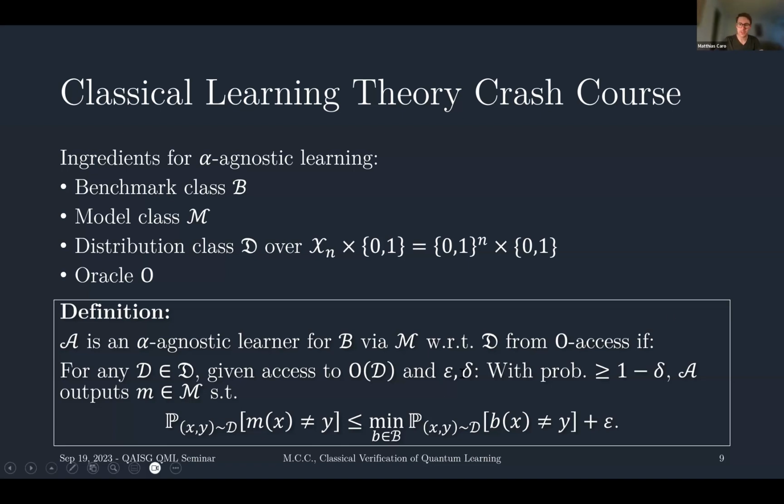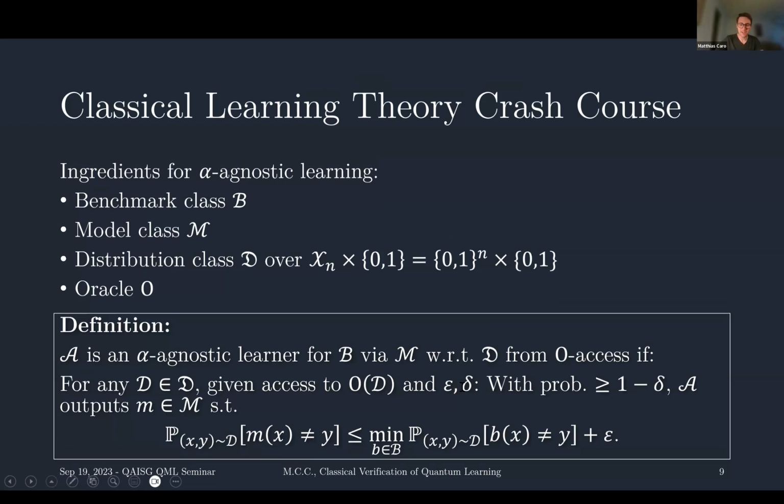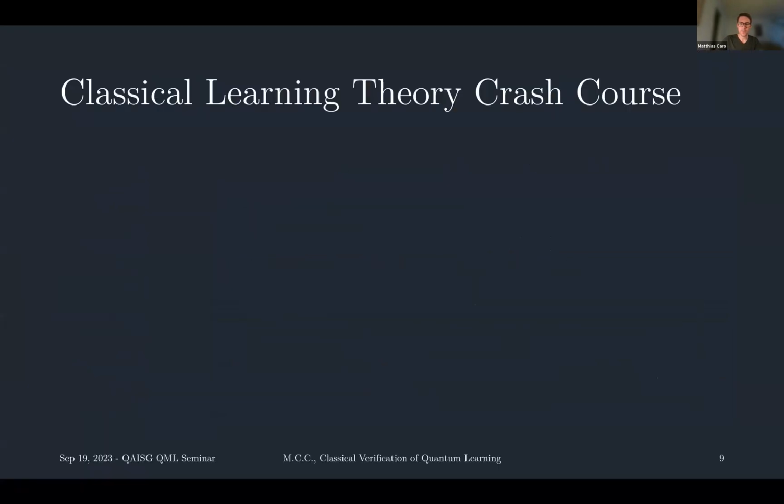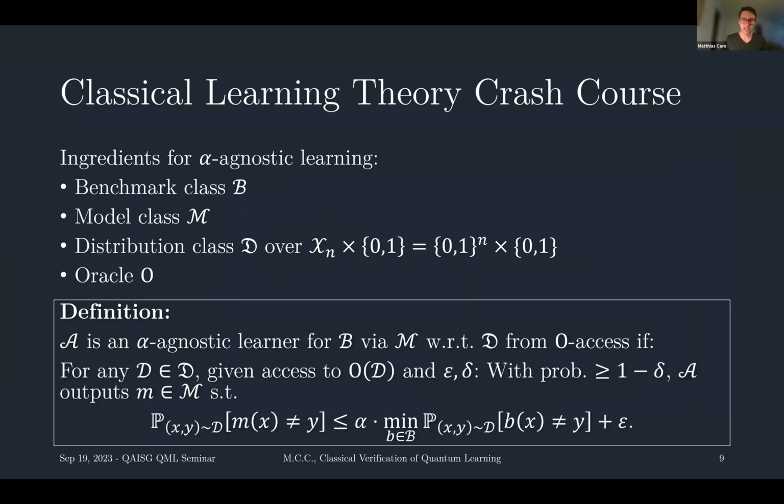Okay, I know that this definition is a lot to digest, and I also realized I have a typo here, so let me insert it. I'm missing a prefactor that explains the alpha. So let me fix it. There we go. So let me go through this definition again.